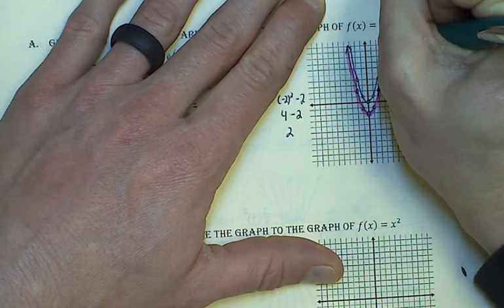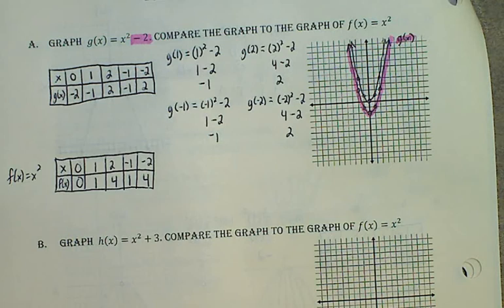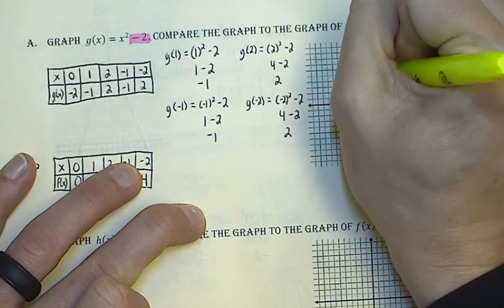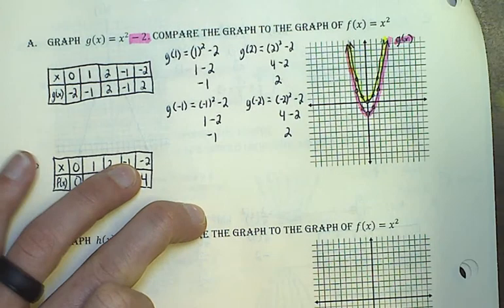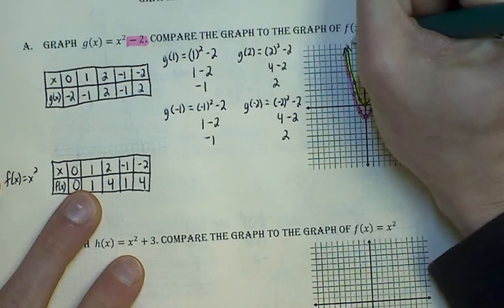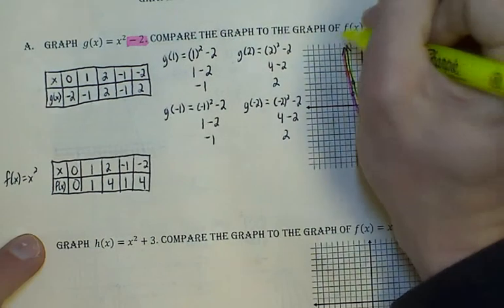Right there. And so now I've got that. I'm going to go in and highlight it just to make it obvious that this is my g of x. You don't have to highlight it, I'm just trying to make it easier to see. And again, this is f of x. And so that's my f of x right there.